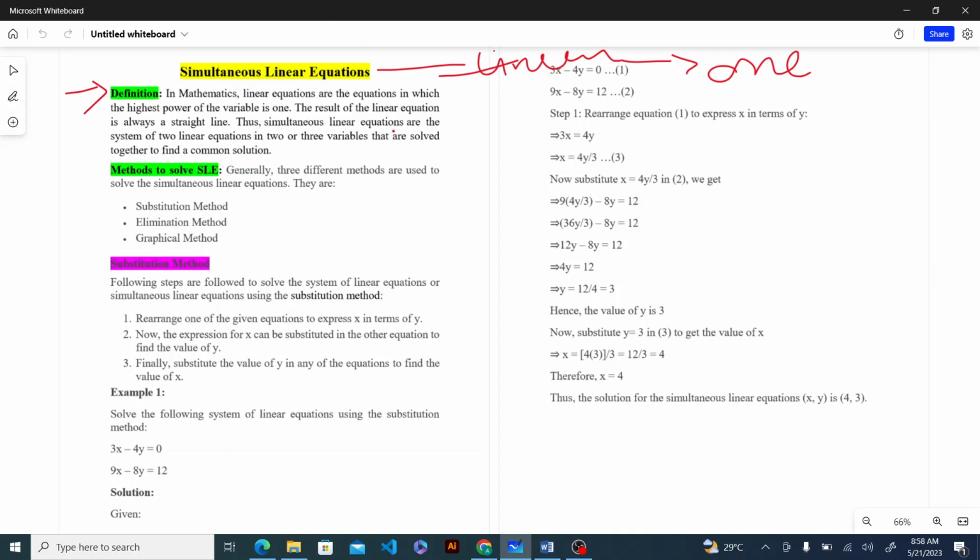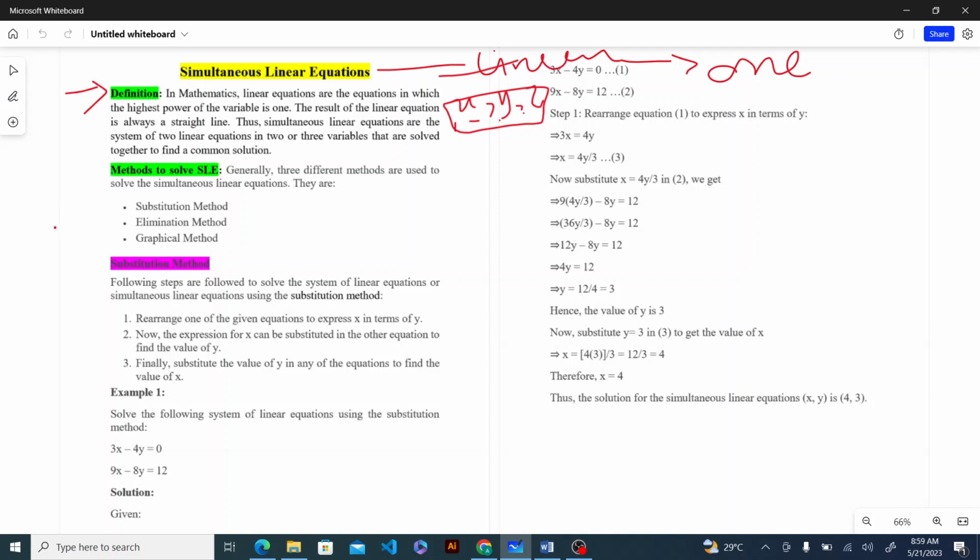Thus simultaneous linear equations are the system of two linear equations in 2 or 3 variables that are solved together to find a common solution. Suppose we have 2 or 3 linear equations which have x, y and z as variables. When we solve those linear equations and find the values for x, y and z, they will have the common solution, meaning for each and every equation they will give you the same value. That is what is meant by the common solution. You will understand it further.